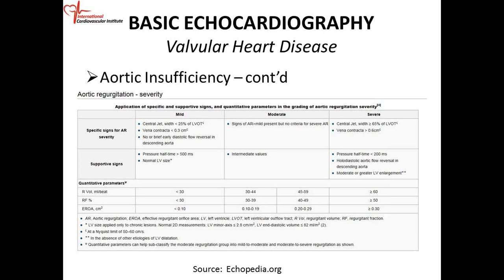CW. It's best to use CW because you don't know when you're going to see a very large velocity. All right, but you're going to get that, Greg. It's there. The holodiastolic flow reversal suggests severe AI.